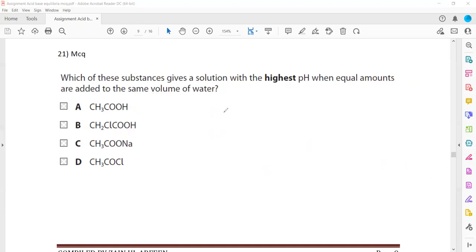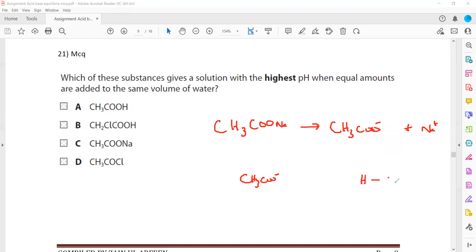So same thing happened. This CH3COONa, sodium ethanoate, is a salt. When it dissolves in water, it will form CH3COO negative and Na positive. And this CH3COO negative has a tendency to accept protons. If there is a water molecule, H2O or HOH, it will take the proton. As a result, it will produce CH3COOH, a molecule.